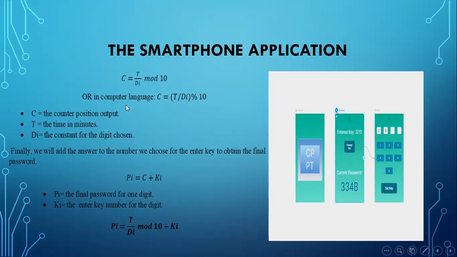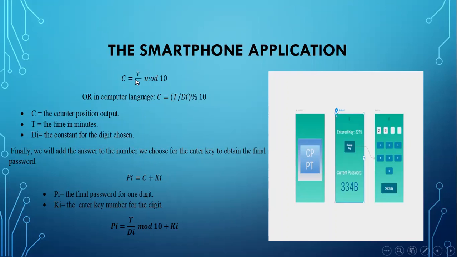Let's give another example. For example, we want to choose the second digit, which basically changes every 30 minutes. For the same clock, 2 hours and 23 minutes, how many counts is it going to be? T over D: 120 plus 23 is 143, and 143 divided by 30 is going to be 4 as an integer. 4 mod 10 is going to be 4 plus the KI.